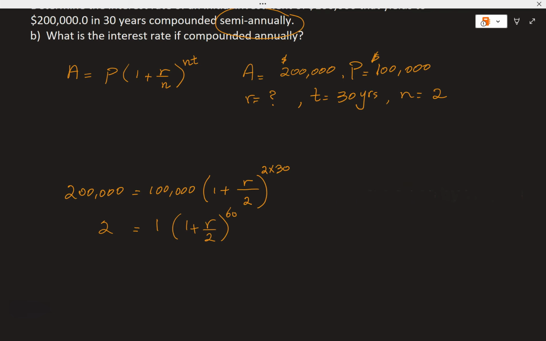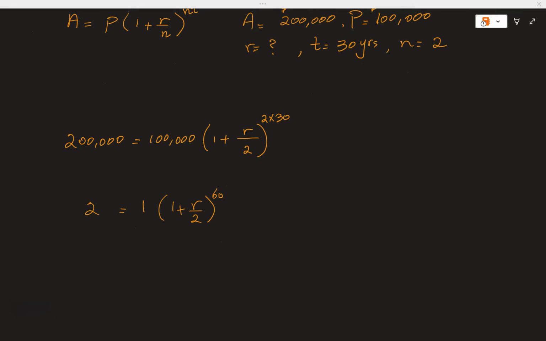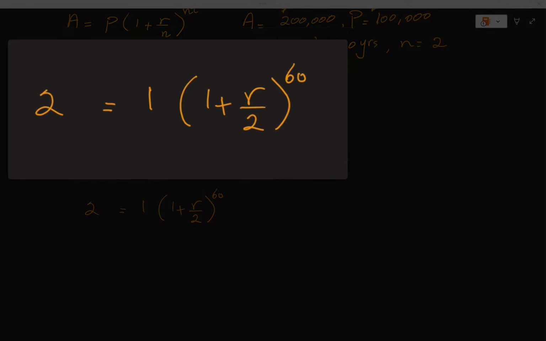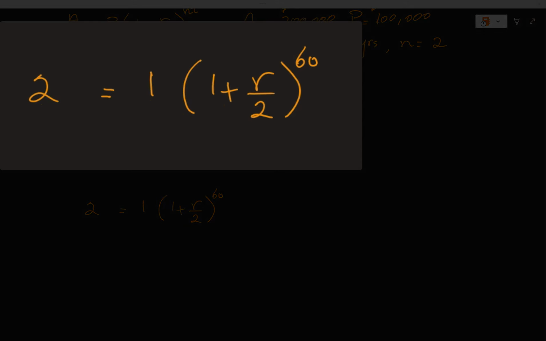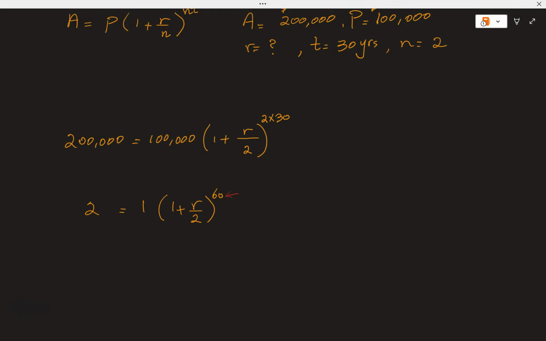Now that you have this, here is the trick. You need to isolate the value of r, but r is inside of this bracket and is divided by 2. The first thing you have to do is get rid of this 60, which is right here. That is the problematic number right now. We have to undo that power of 60, the exponent of 60, so that we can go inside of the bracket and then isolate the r.